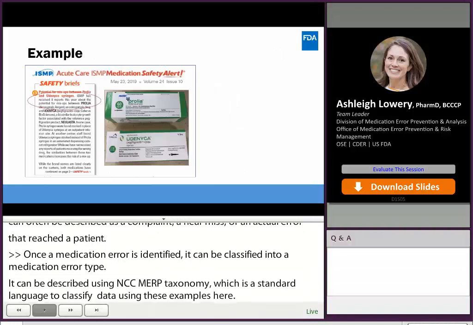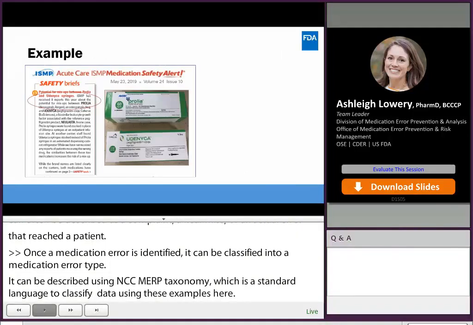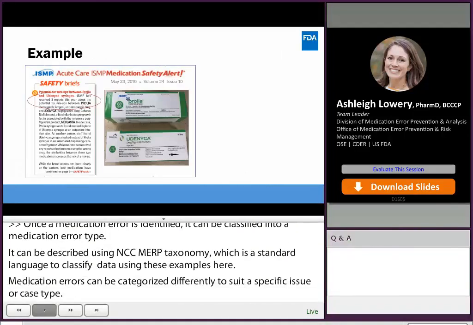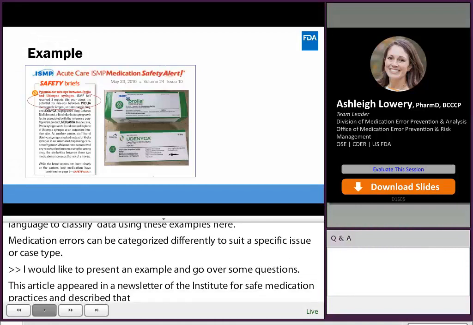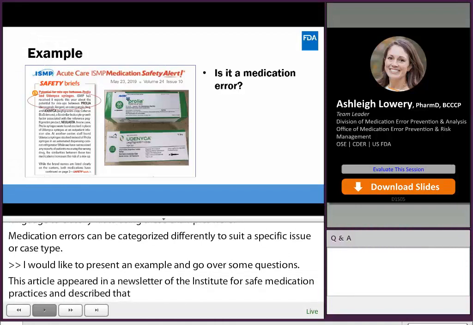I'd like to present an example and go over some questions. This article appeared in a newsletter of the Institute for Safe Medication Practices and described that ISMP had received 8 reports this year about potential for mix-ups between Prolia and Udenyca, which are pictured on the right. So the first question is, is this a medication error? I'll give you a few moments to think about your response.